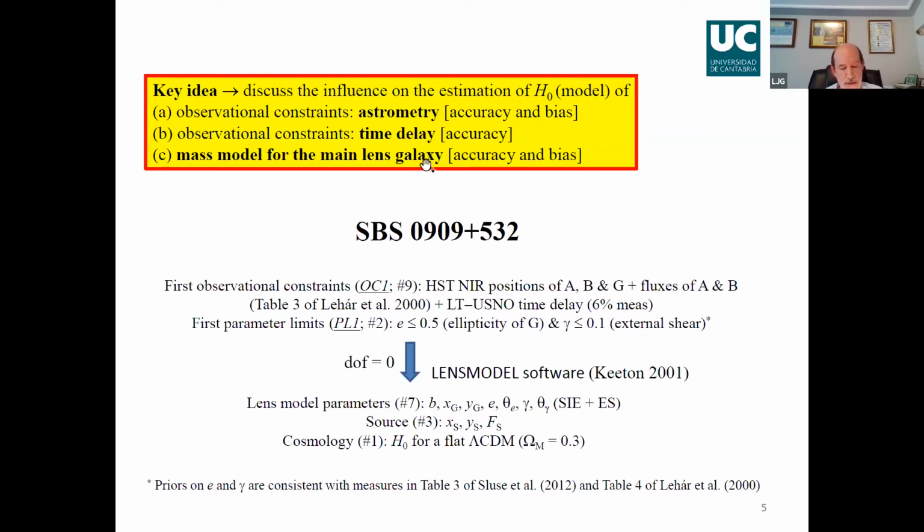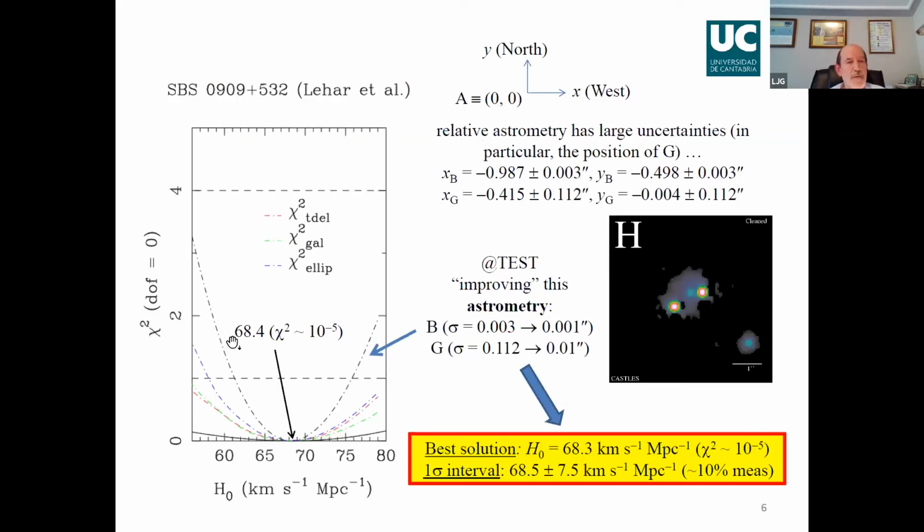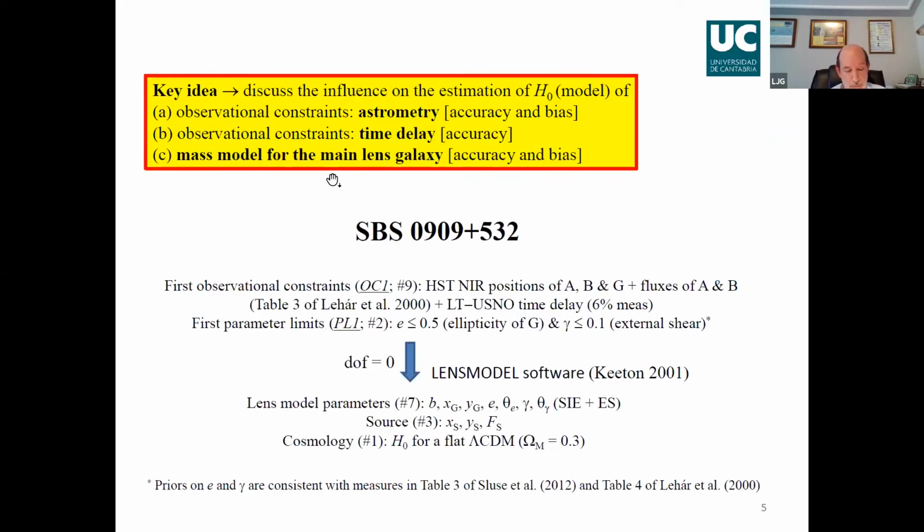First, using 9 observational constraints and 2 observationally motivated priors for 0909, and assuming a singular isothermal distribution to describe the surface mass density of the galaxy, we obtain a value of the Hubble constant equal to 68.4 with a chi-square of about 10 to the minus 5 that is consistent with 0. This best solution for H0 relies on the HST astrometry in table 3 of LIHA and a measurement of the time delay to 6% precision from monitoring campaigns with the Liverpool telescope and the 1.55 meter telescope at the US Naval Observatory, and you can find the measurement in slide number 1.